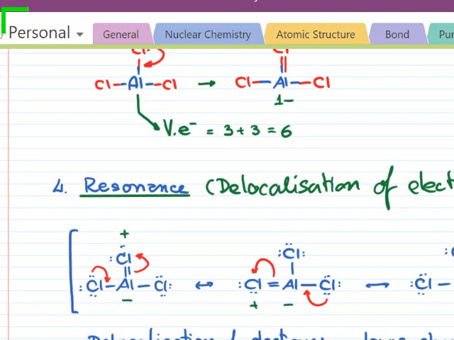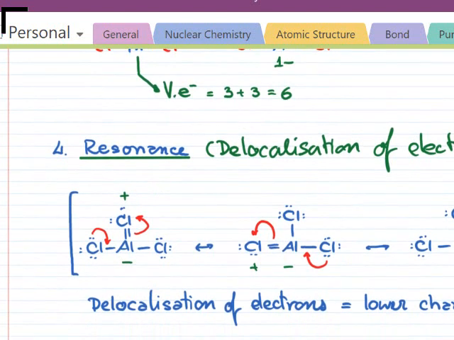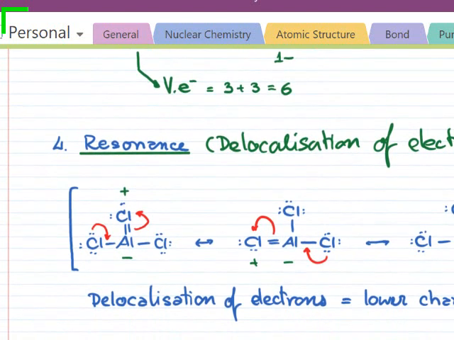This is a rare type. As you can see, if you have a lower octet system, then you have a coordinate covalent bond to stabilize it. Okay, but now under octet is something more difficult.